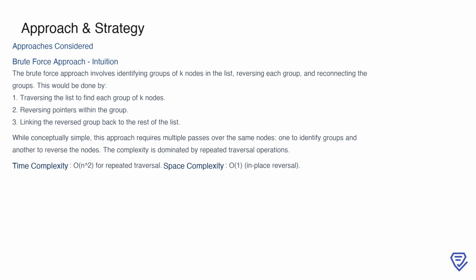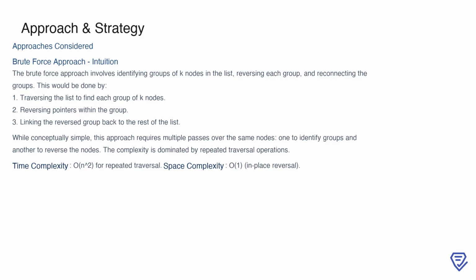To begin, let's explore the brute force approach to reversing nodes in K groups. The idea is straightforward: traverse the list to identify groups of K nodes, reverse the pointers within each group, and then reconnect these reversed groups with the rest of the list. While simple in concept, this approach involves multiple passes over the same nodes. For example, one pass is needed to locate each group, and another is required to reverse the nodes within that group. This repeated traversal significantly impacts performance.